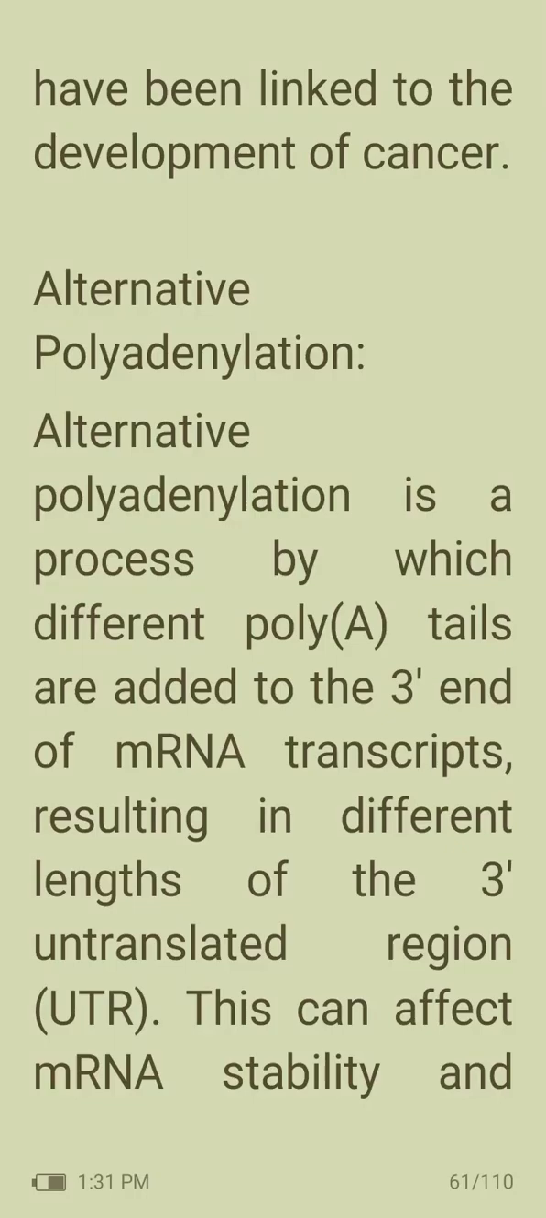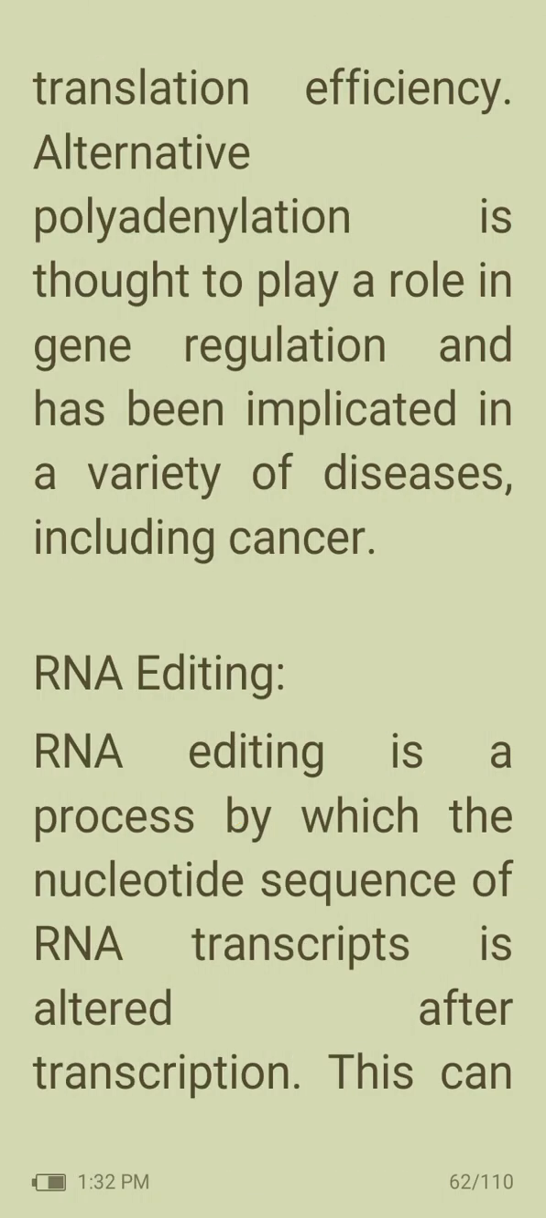Then alternative polyadenylation. Alternative polyadenylation is a process by which different polyadenylated tails are added to the 3' end of mRNA transcripts, resulting in different lengths of the 3' untranslated region, UTR. This can affect mRNA stability and translation efficiency. Alternative polyadenylation is thought to play a role in gene regulation and has been implicated in a variety of diseases, including cancer.